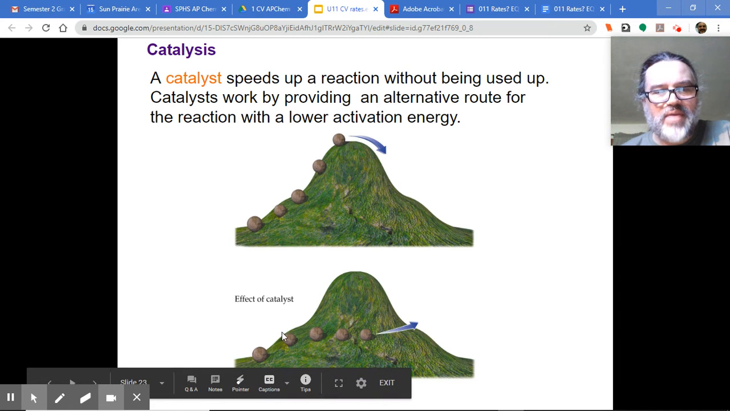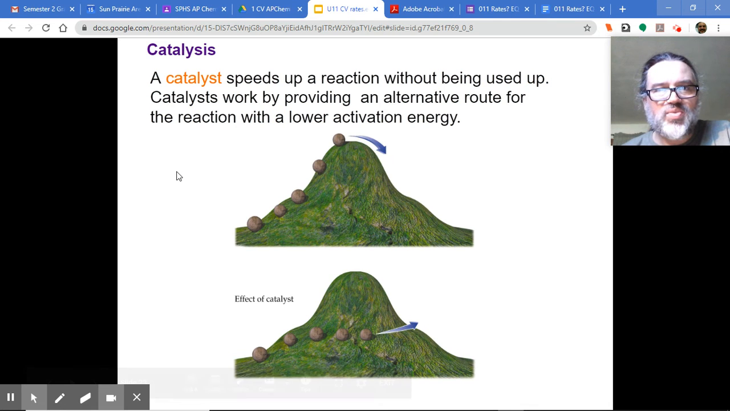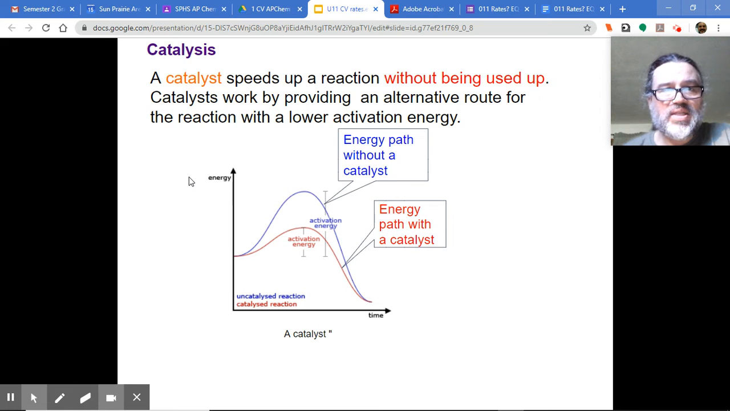And that alternative pathway goes around the mountain, not over the top of the mountain. That alternative pathway then doesn't need as much energy to get to the other valley so that the rock can tumble down. So a catalyst works by providing an alternative route for the reaction, and that alternative route characteristically has a lower activation energy. So what do we see? We see these. It speeds up without being used up, and it provides this alternative route.